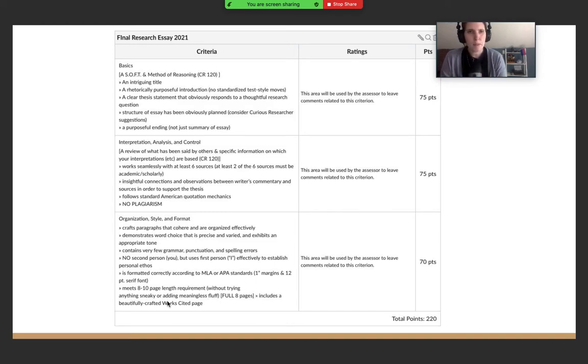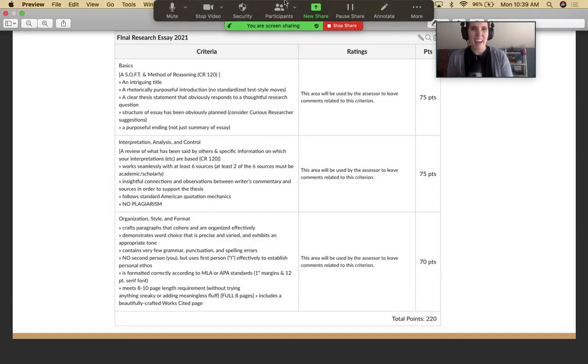But I do need to see that beautifully crafted works cited page. And the exciting thing is, if you use the sources from your annotated bib and you've perfected those citations, you can just copy and paste the citations onto your works cited page. I do not need those annotations again. I just need the citations of the sources that you use. Okay, that is your rubric.